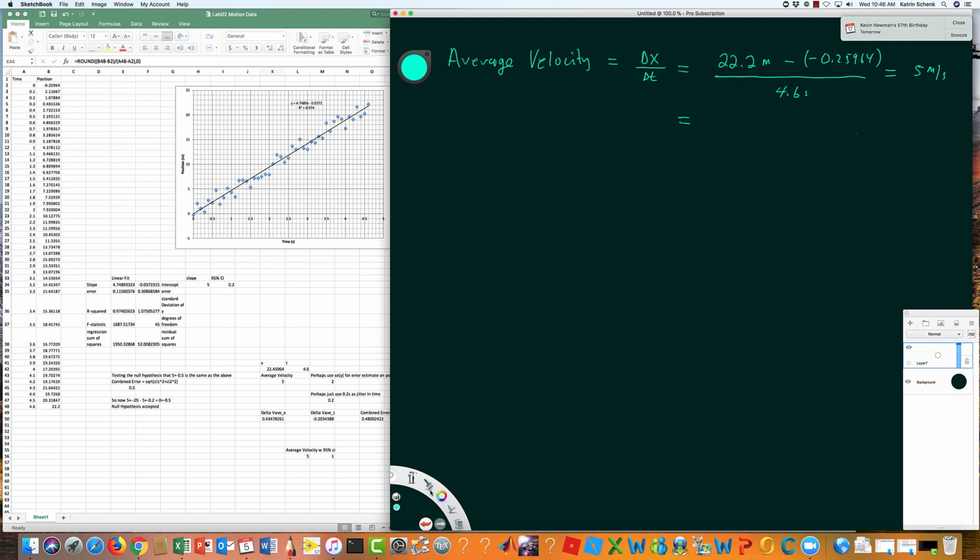And I'll get my pen back. Hello, pen. There we go. All right. So it's right here. This whole thing is 22.45964. I'm not dealing with significant digits or anything right now. Just writing numbers down. And that's meters, and of course over the 4.6 seconds.